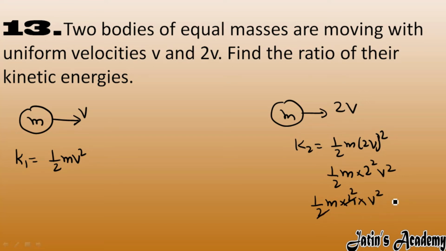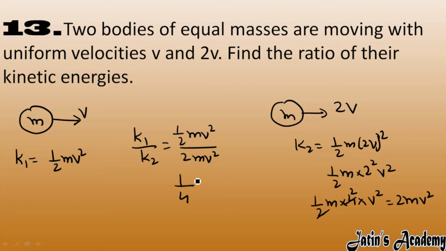So here we got it as 2mv square. Now we have to take the ratio of their kinetic energies. So the ratio of their kinetic energy: we have half mv square over 2mv square. From here, 2 is multiplied here, so 1 by 4 mv square over mv square. This mv square cancels out. So kinetic energy in the first case over kinetic energy in the second case, we got as 1 by 4. So the ratio we got is 1:4. Clear?